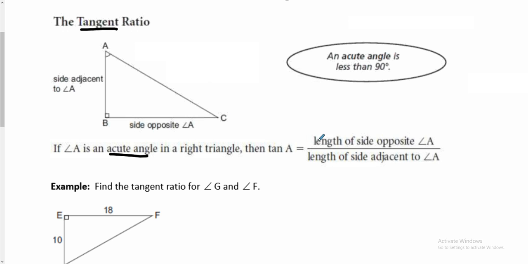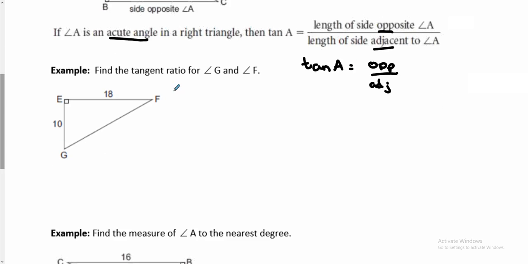Looking at tan A, we deal with opposite over adjacent, so another way to write this is tan A is equal to opposite over adjacent. So if we're just finding the tangent ratio, we're looking for it in decimal form or in fractional form.